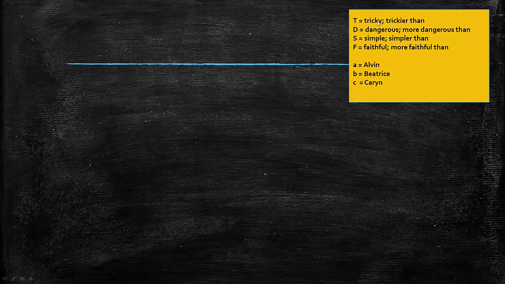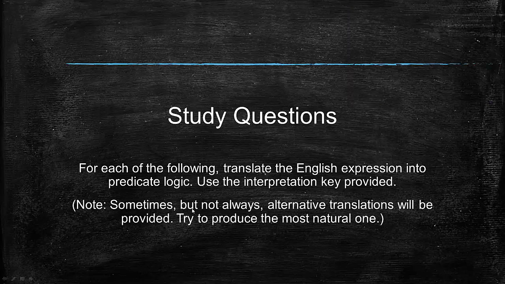So T equals tricky, or it means trickier than, depending on the context. D equals dangerous or more dangerous than. S equals simple or simpler than. F equals faithful or more faithful than. And we have 3 names, Alvin, Beatrice, and Karen. Notice that sometimes, but not always, I'll give you some alternative translations, but try to produce the most natural one.